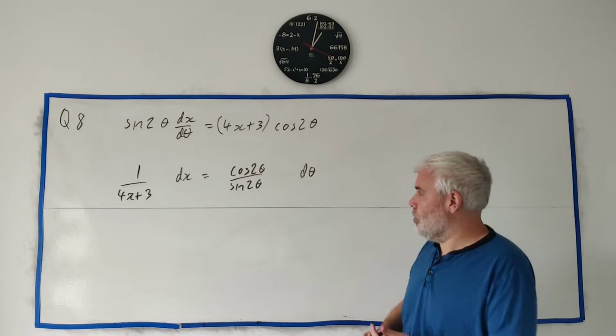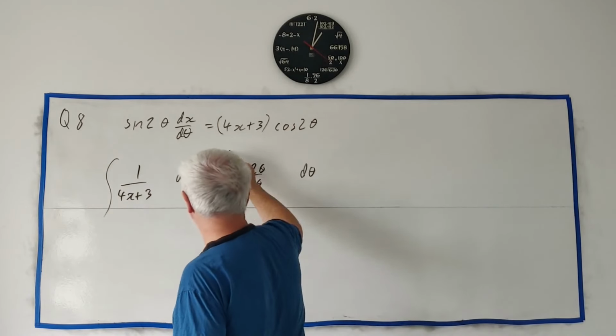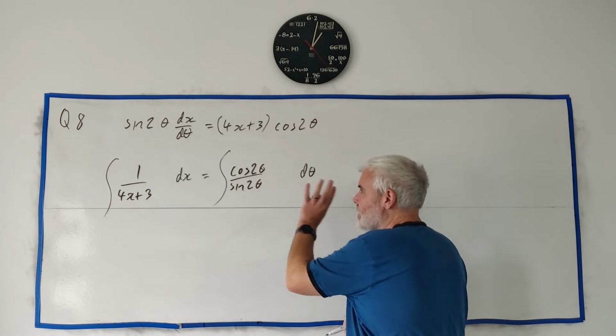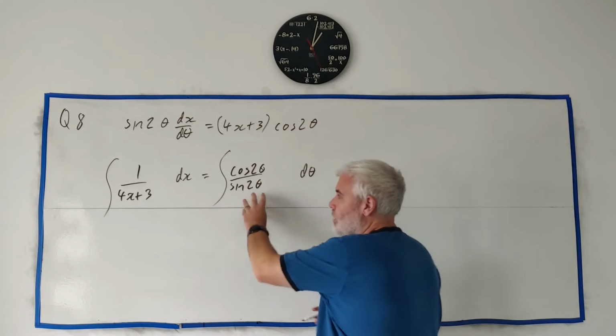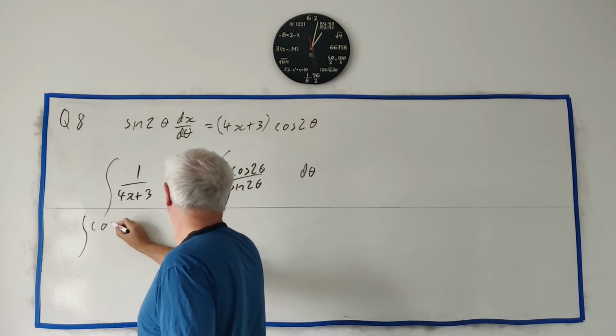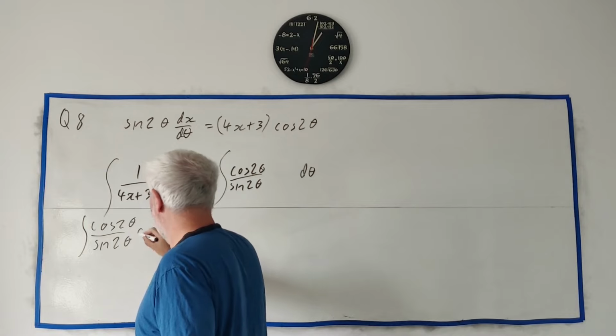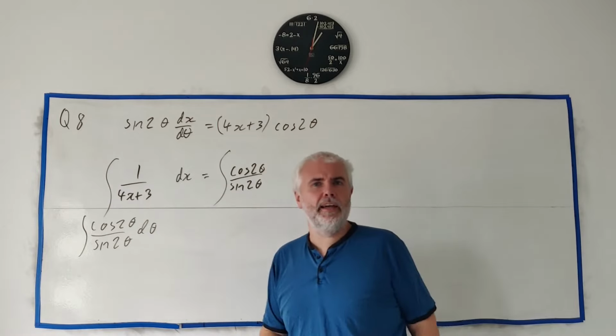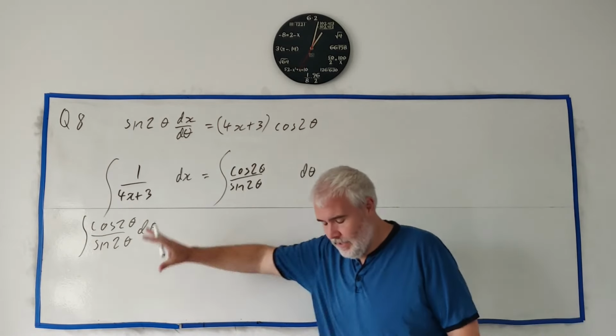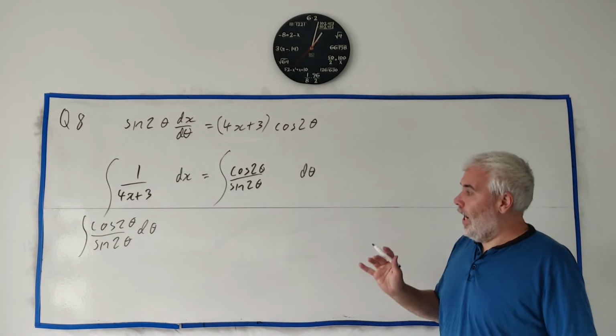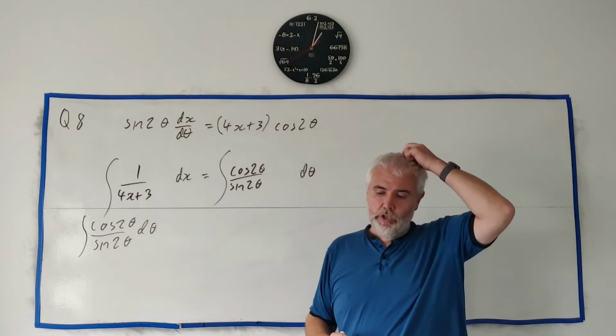There's a substitution here. Let me put in this integration. So let's split this into 2 questions. I'm just going to do this one first. The integral of cosine 2 theta over sine 2 theta d theta. And we don't have any limits for this. Okay, how do you do this? There is a substitution that works nicely here.